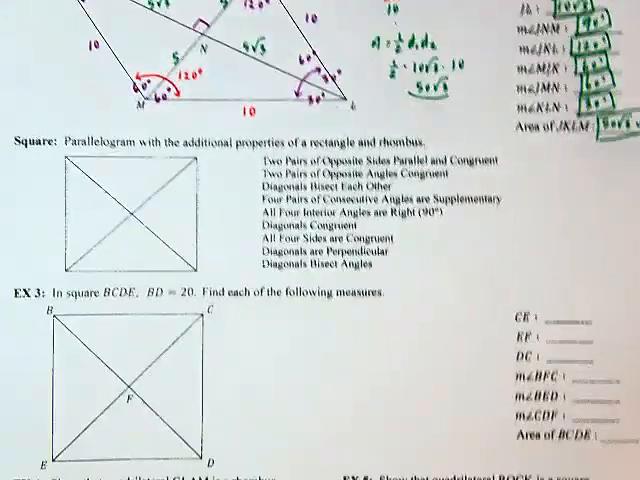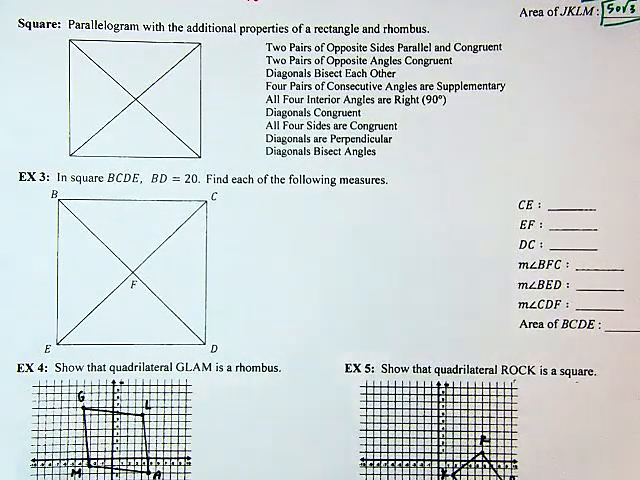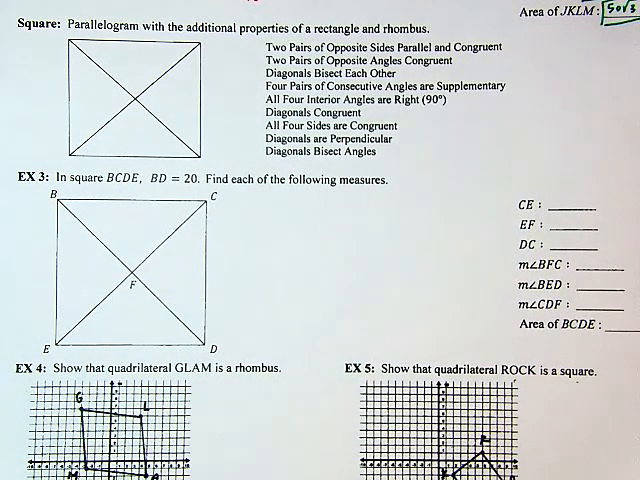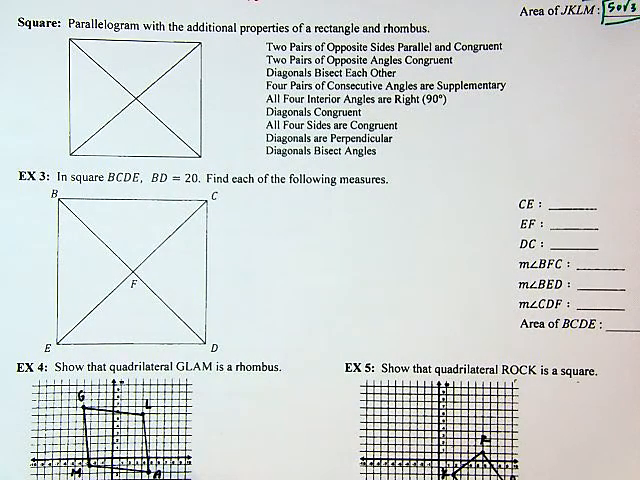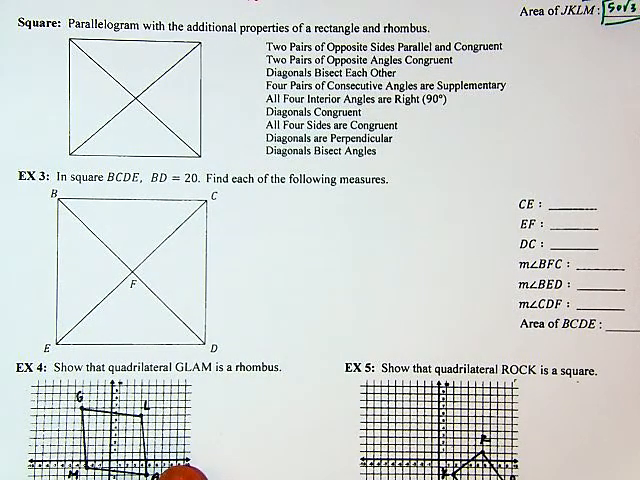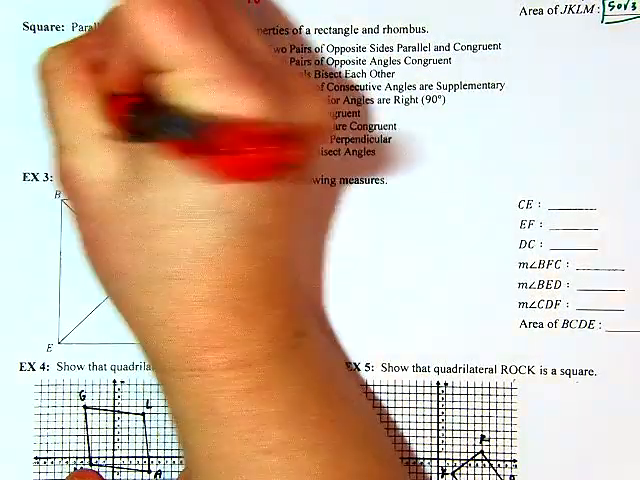All right, last shape is the square. So the square is really all of the above. It's a type of parallelogram that has the additional properties of a rectangle and a rhombus, so it shares all of those properties. I just summarized them right here, and then I'm going to mark the diagram with all of those properties. So we know, since it's a square, opposite sides are parallel and congruent. And since it's a rhombus, all the sides are the same, so I'm going to give a single tick mark all the way around.